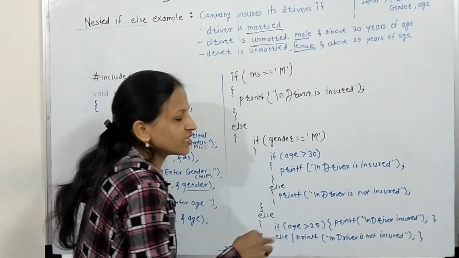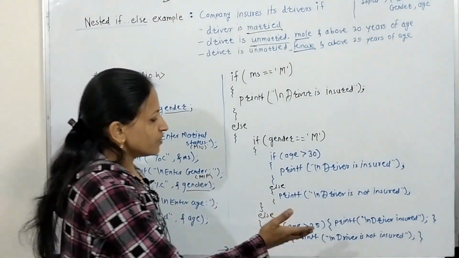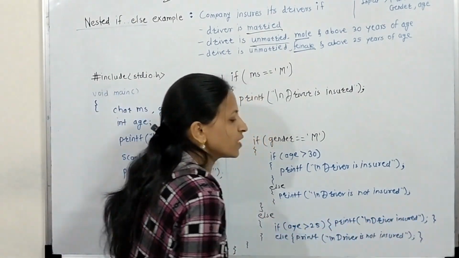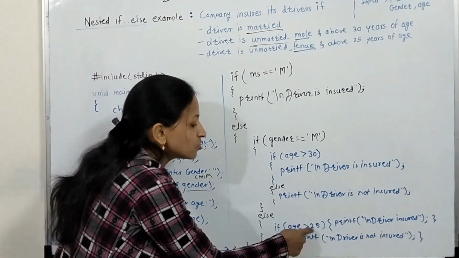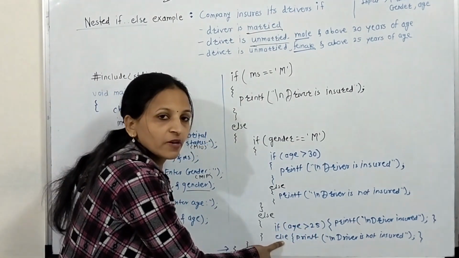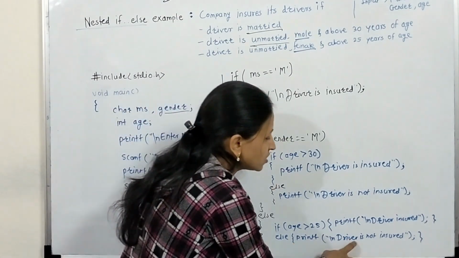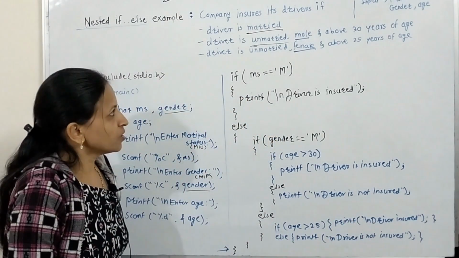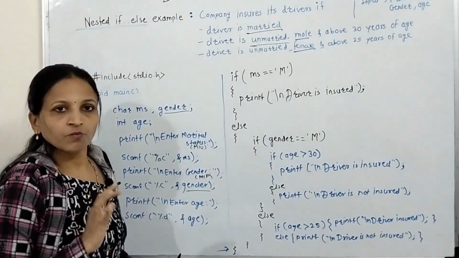Again it will check whether age is greater than 25. If it is greater than 25, then it will execute that the driver is insured. If age is not greater than 25, then control will be inside this else block and will execute this statement, that is, the driver is not insured. Means we have done this problem now.